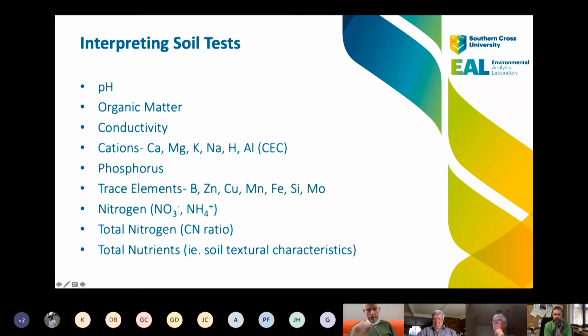Total nitrogen is an undervalued characteristic of soil, and most soils have a very consistent carbon-nitrogen ratio. And there's guidelines on that. If you have very low total nitrogen, then that has implications as well for conversion through to nitrate and ammonia. So another thing to look at. Total nutrients, I've already mentioned that, and that's your soil textural characteristics.